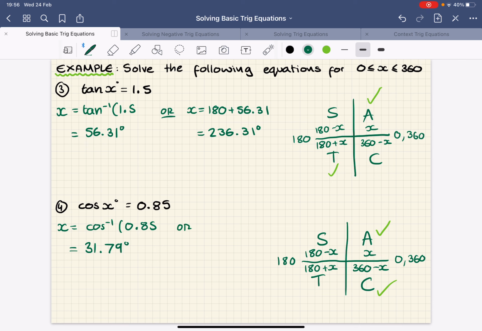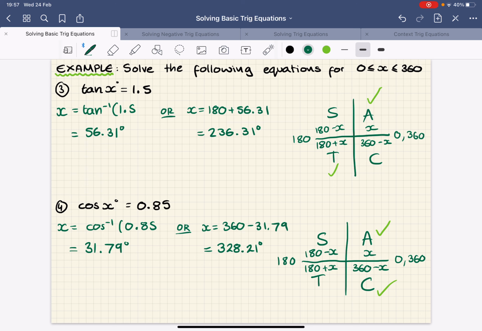Or my other answer, focusing on that 360 take away x, I do 360 take away the 31.79, and that just comes out to 328.21 degrees.